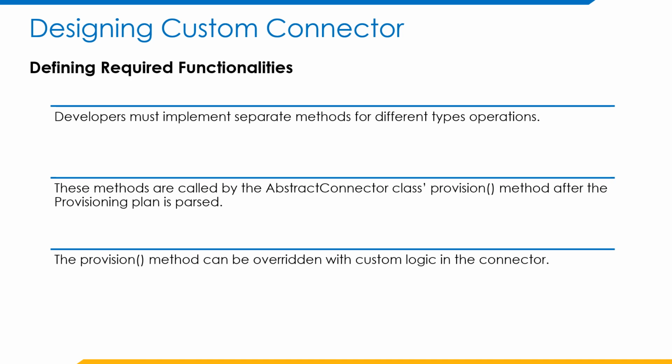Using the Open Connector framework, developers must implement separate methods for different types of operations. These methods are automatically called by the abstract connector class's provision method after it parses the provisioning plan passed to it. This simplifies development since it relieves the developer of the responsibility for parsing and interpreting the provisioning plan in the custom connector's code. The provision method can of course be overridden with custom logic in the connector, but it is usually preferable to leverage the built-in functionality.